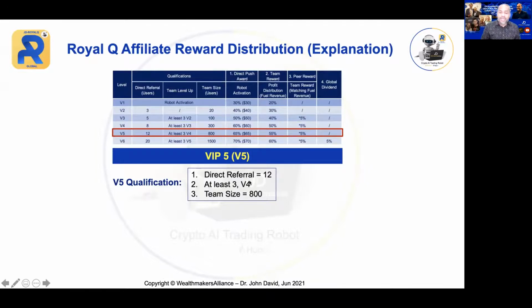All right. And each of these V4, you will see they have 300. So 3 V4 will have 900 members under you. But the team size qualification is only 800. All right, so it's easily attainable.